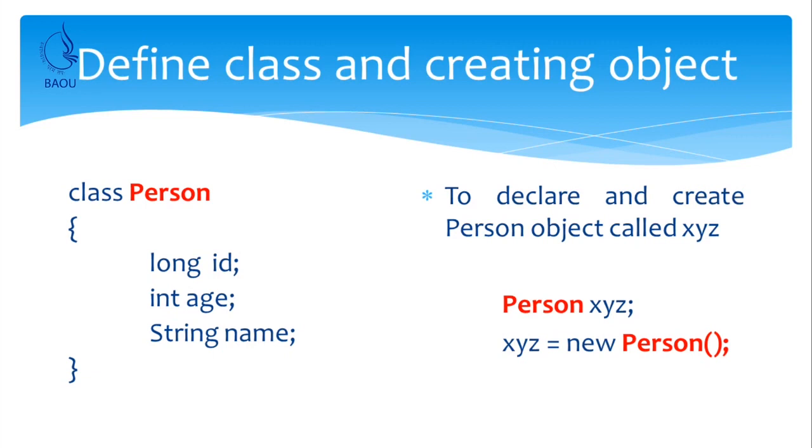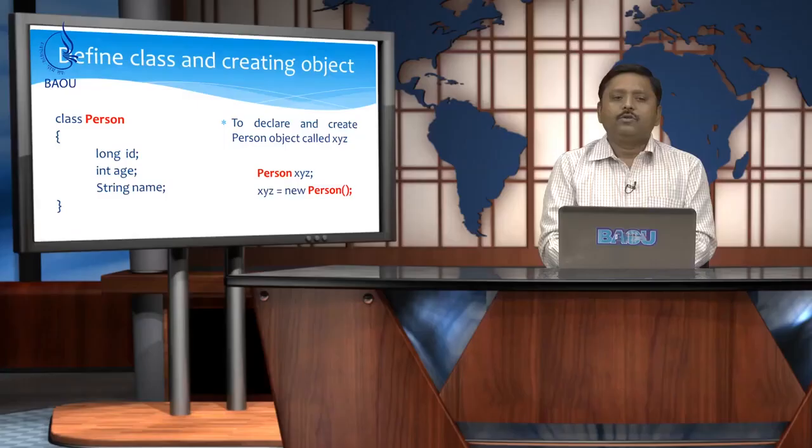Now, initially XYZ has no reference or no address, but whenever you allocate memory for XYZ, you have to use new operator. So, next we write down XYZ is equal to new Person. So, a memory is allocated for XYZ and assigned to XYZ. So, next time you refer to XYZ, you can access its data if it is public.